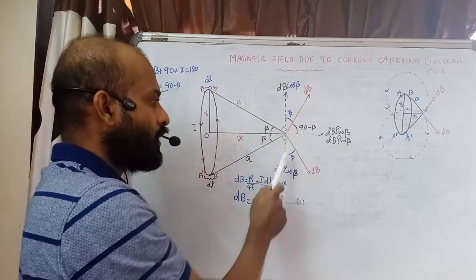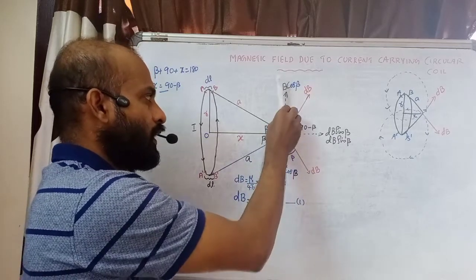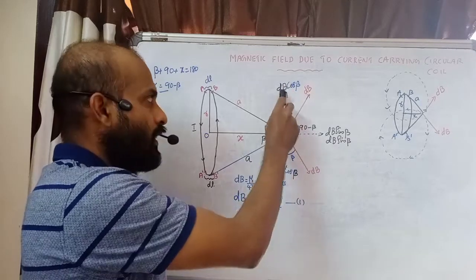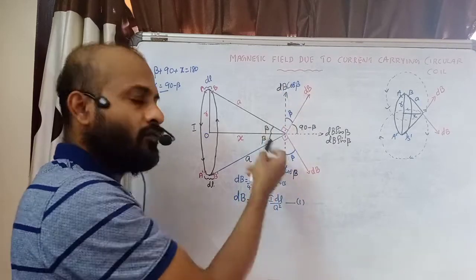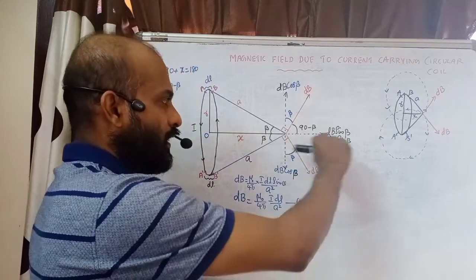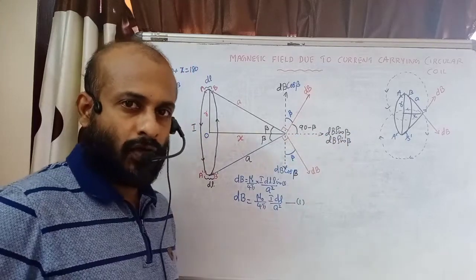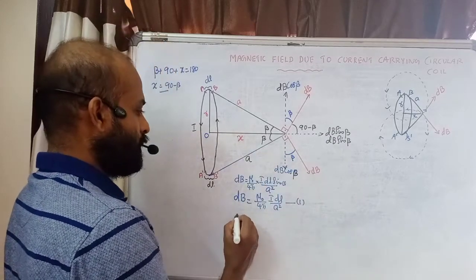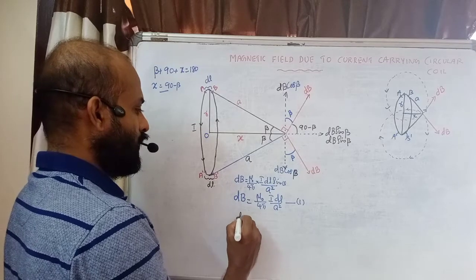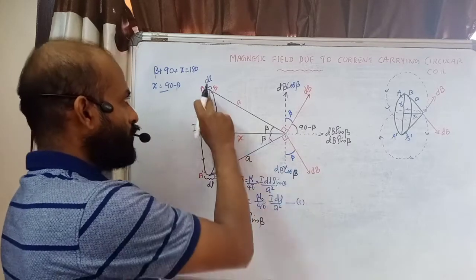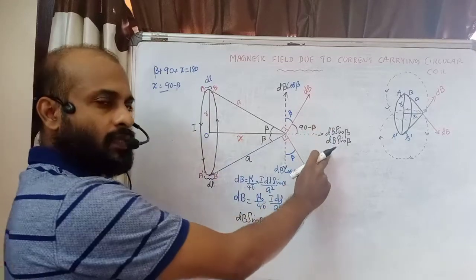When we add these two components, this is in the upward direction, a positive value, and this is in the downward direction, a negative value. Having the same values, dB cos beta, dB cos beta, when you add, what will happen? The net value will be 0. What about these two components? They are in the same direction, they are positive, we need to add them, and we will get a positive value. So what's the net component? The net will be equal to dB sin beta. So when we take two elements, we will get 2 dB sin beta.